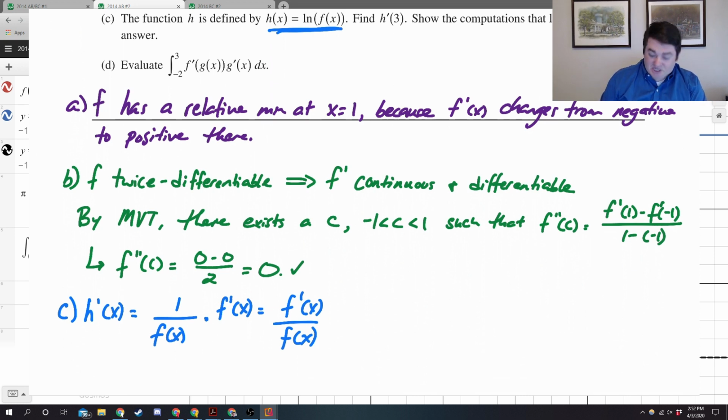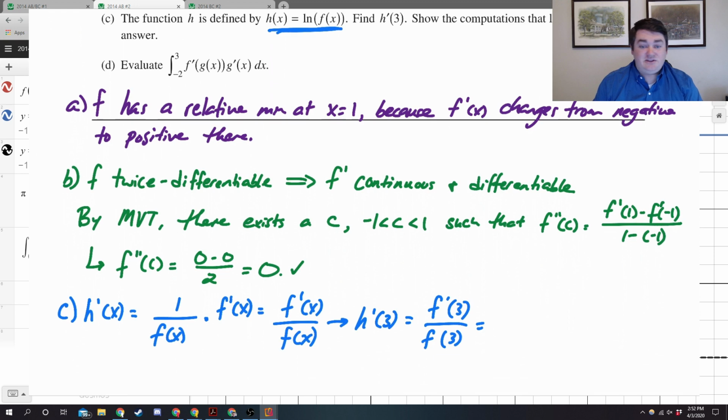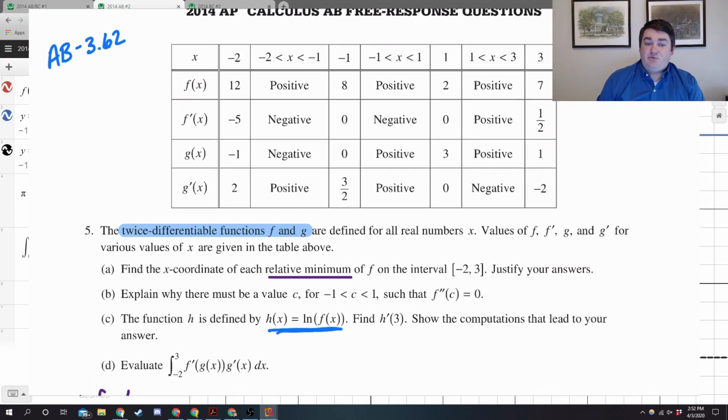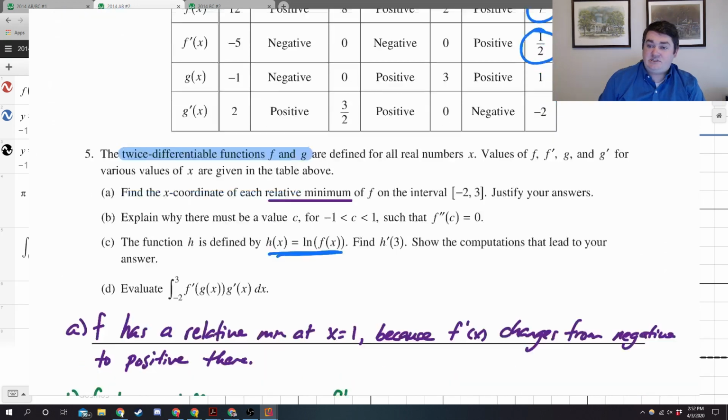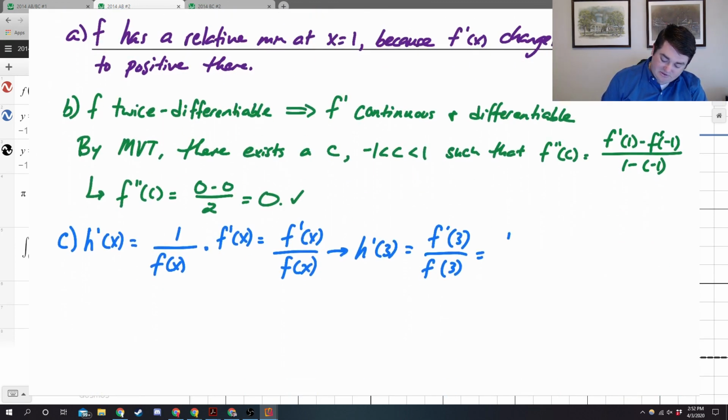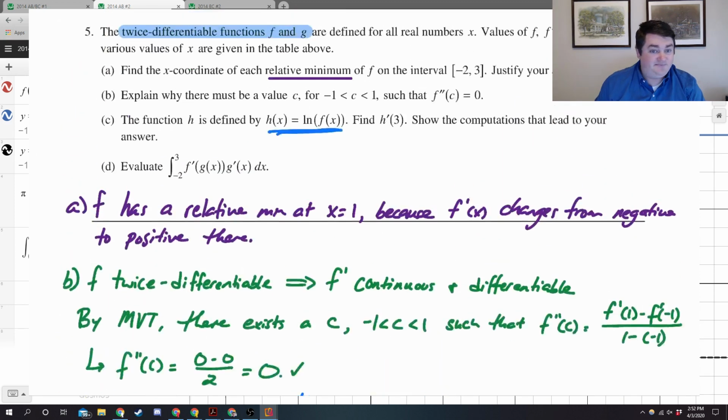And I'm asked to find h prime of 3. So h prime of 3 is f prime of 3 divided by f of 3. How am I going to get these values? I hope they're up in the table. F prime of 3 is 1/2. F of 3 is 7. This equals 1/2 divided by 7, which you could simplify to 1/14th, but you don't have to.